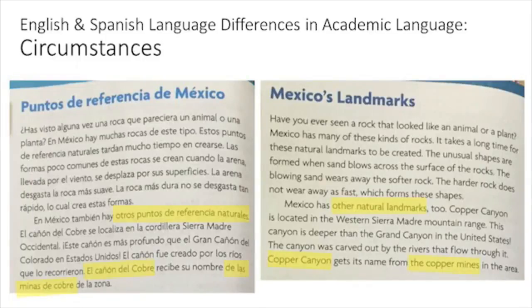So just something interesting that we're noticing. We also notice differences in the use of circumstances in Spanish, meaning prepositional phrases, versus just noun groups. The example in English is Mexico has other natural landmarks. If we look at the Spanish text, it says otros puntos de referencia naturales. So in order to make that a pair, the Spanish, by nature of the way that the language is organized, uses prepositional phrases to attribute that description.